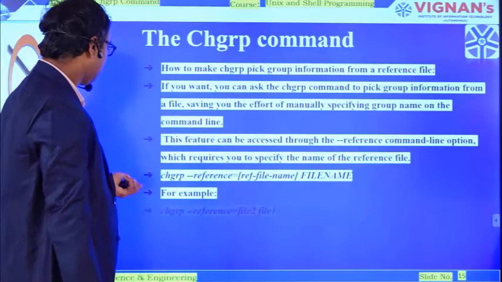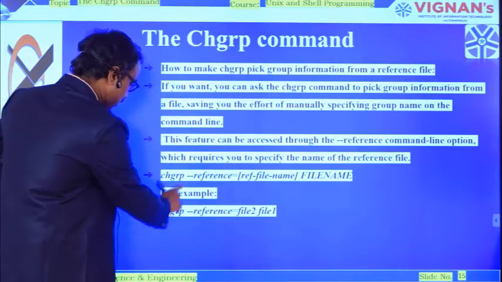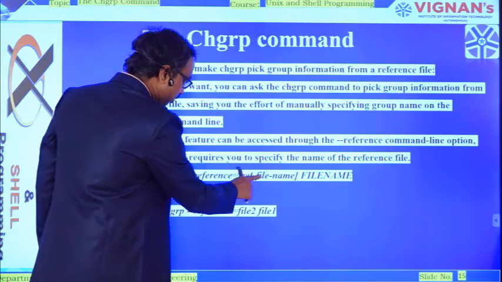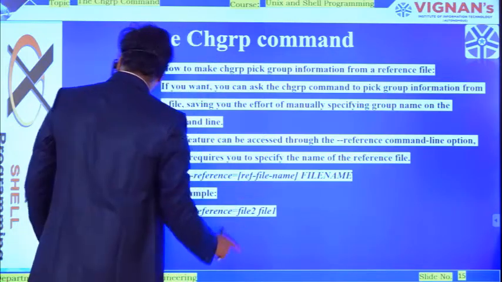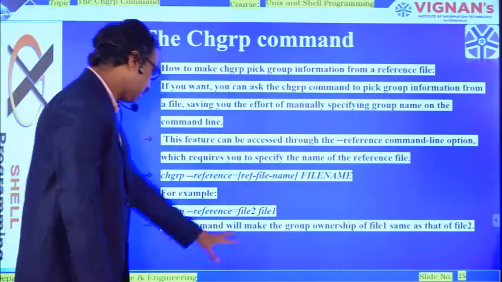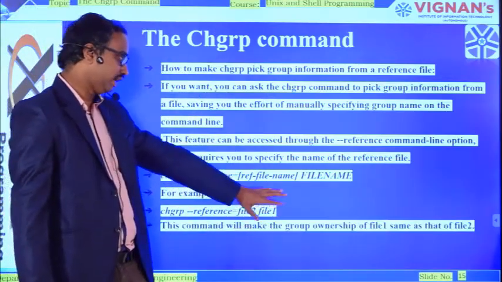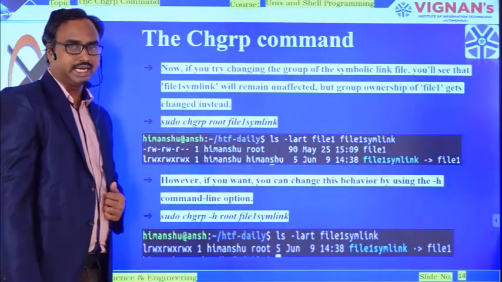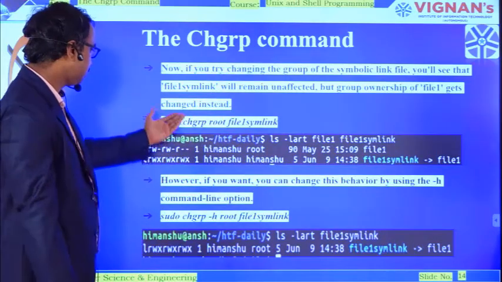The detailed example is represented here: chgrp --reference=, and the reference file I have taken here is file2, and then the actual file name is file1. So this command will make the group ownership of file1 the same as that of file2. How can we change the group of the symbolic link as well? We are using some syntax.